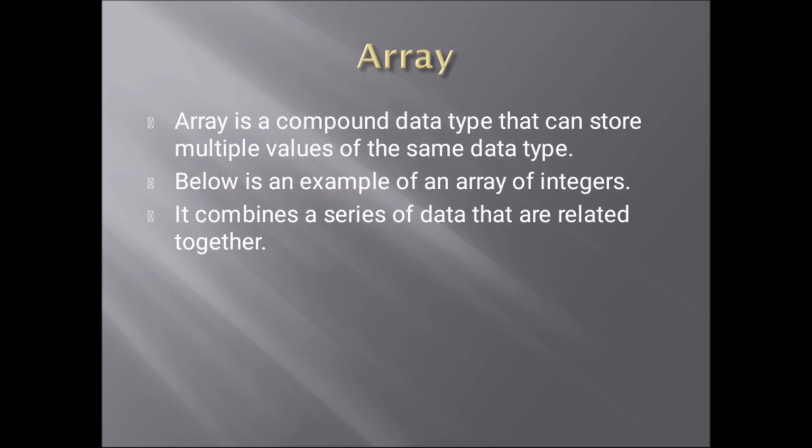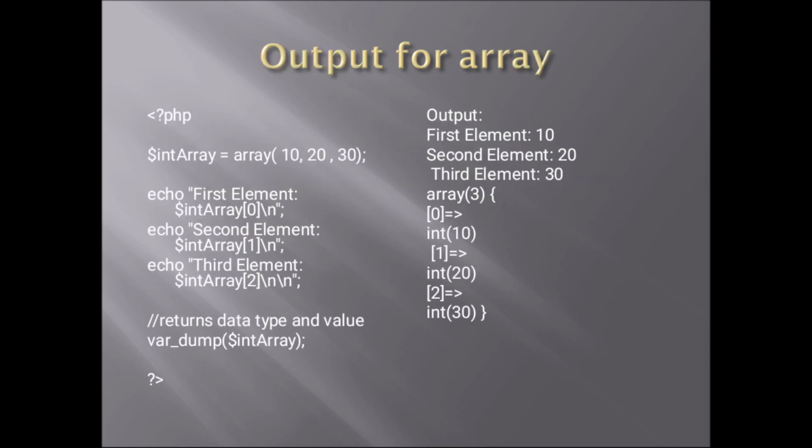Next data type, we are going to see about array. What is meant by array? An array is a compound data type that can store multiple values of the same data type. Below is an example of an array of integers, combining a series of data that are related together. This is the output for the array.